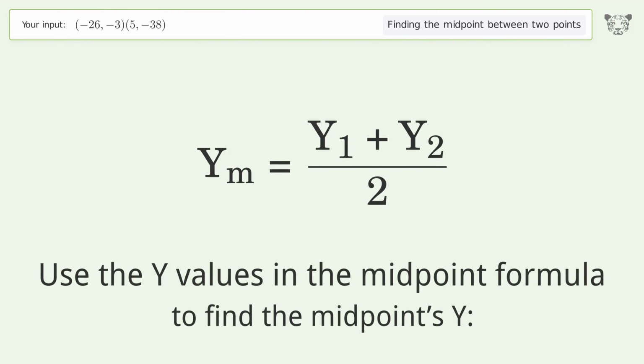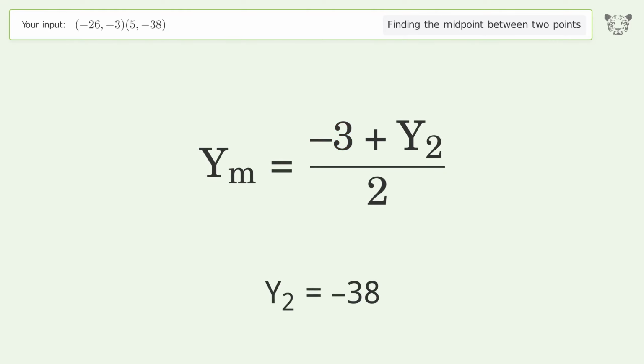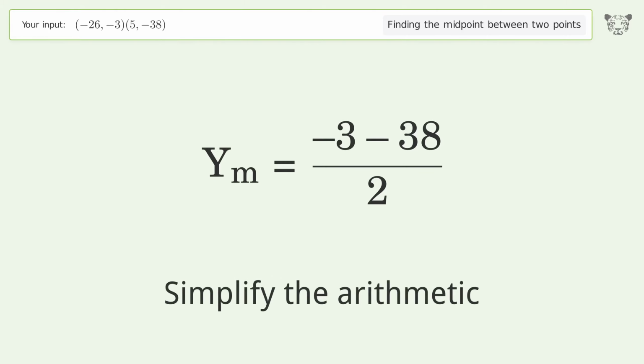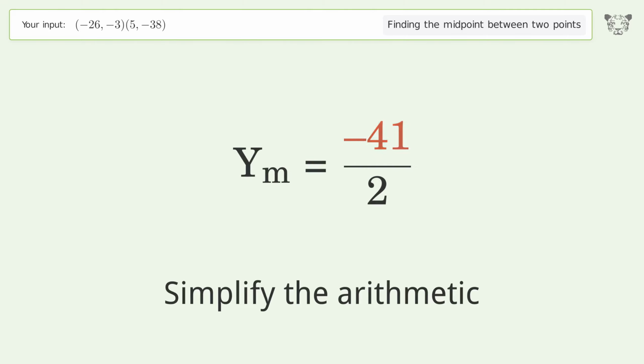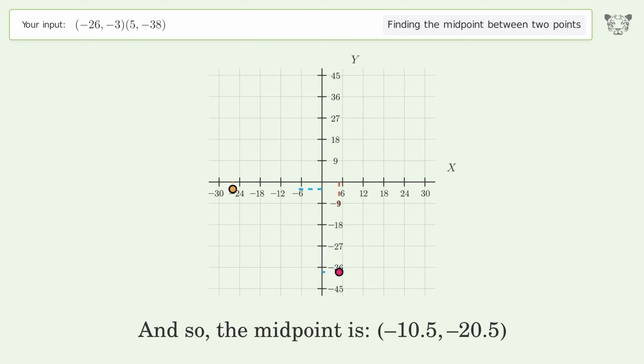Use the y values in the midpoint formula to find the midpoint's y. y1 equals -3. y2 equals -38. Simplify the arithmetic. And so, the midpoint is -10.5, -20.5.